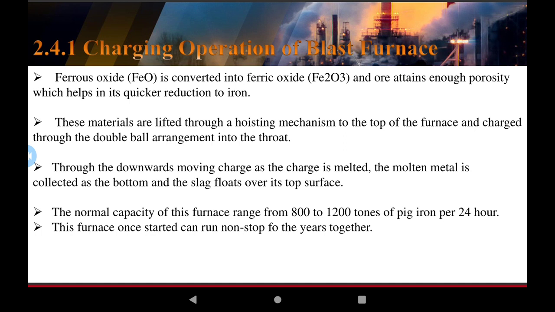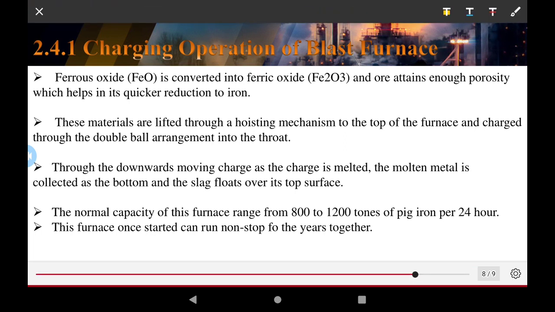Charging operation of the blast furnace. Ferrous oxide FeO is converted into ferric oxide Fe2O3, and the ore attains enough porosity, which helps in its quick reduction to iron.